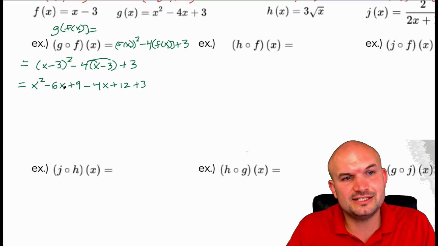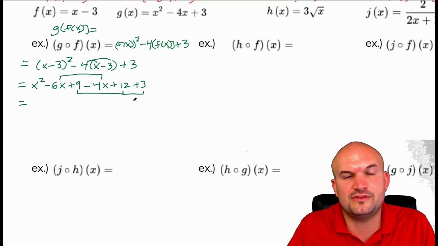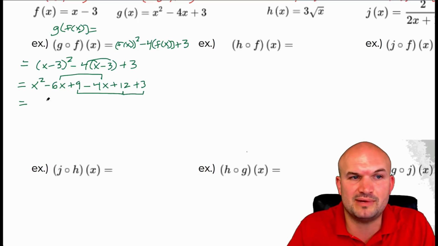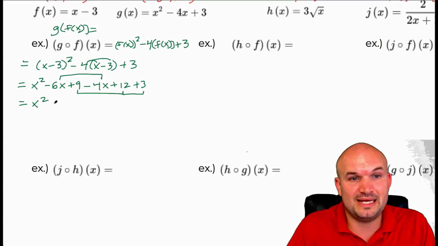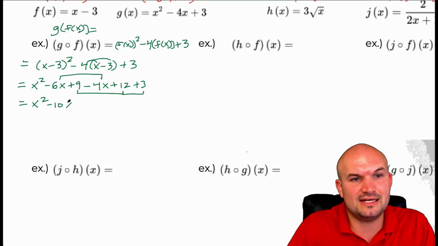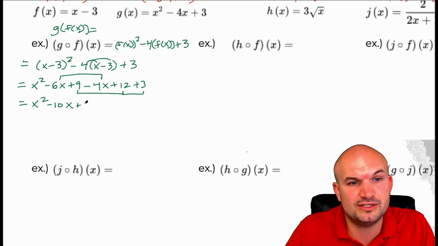Okay, and now we just need to combine our like terms. There's nothing here with x squared to add, but I have a negative 6x and a negative 4x, and I have a 9, a 12, and a 3 to combine. You can rearrange them, or you can just combine them from here. So my final answer is going to be x squared minus 10x. 9 plus 12 is 21, plus 3 is going to be 24.